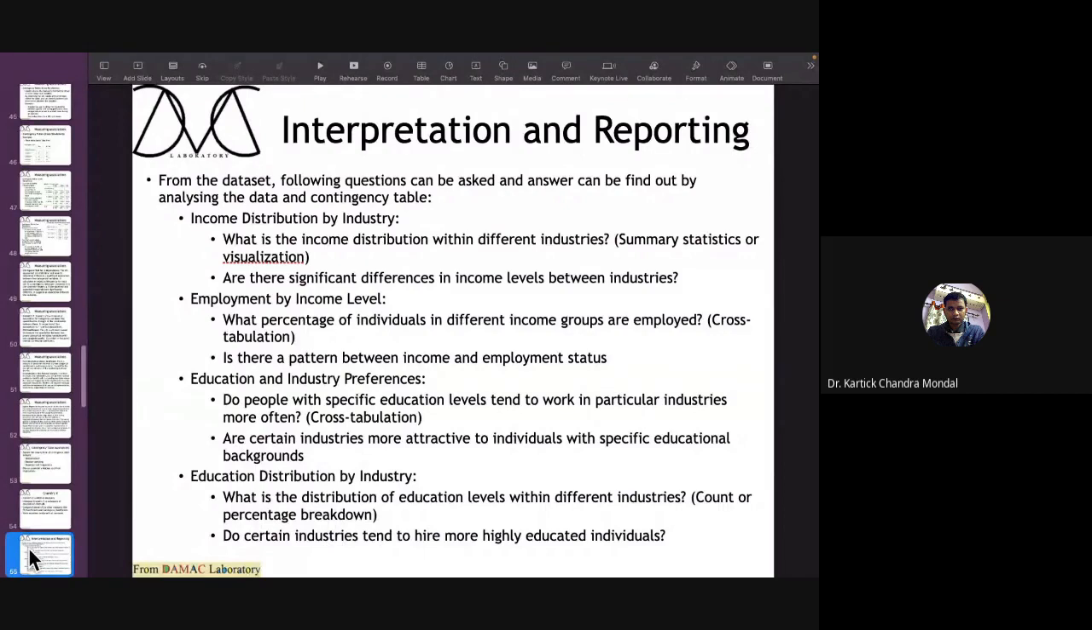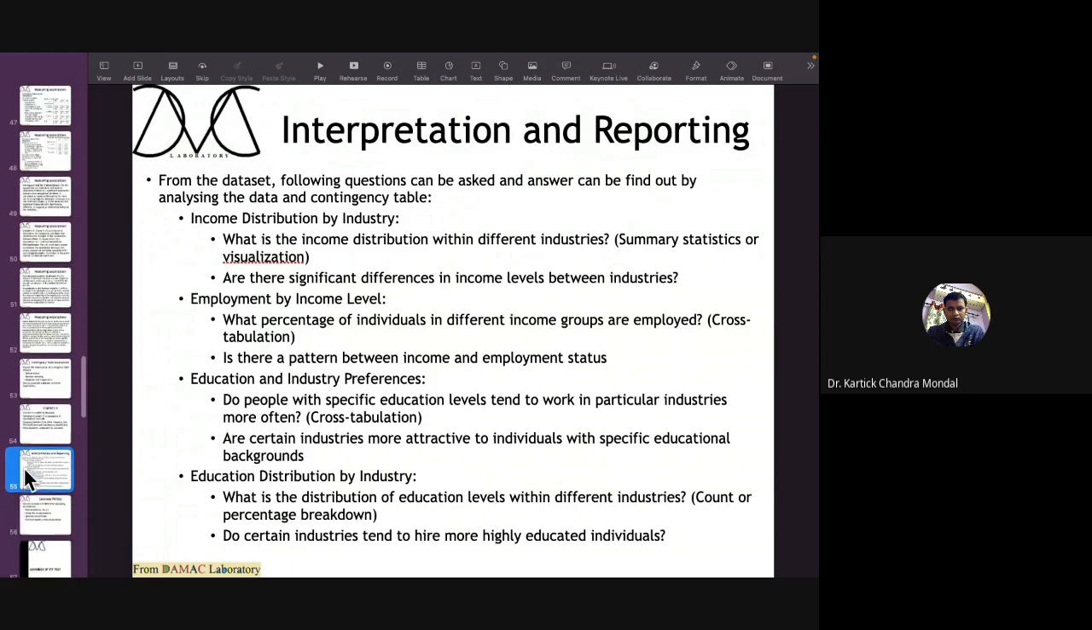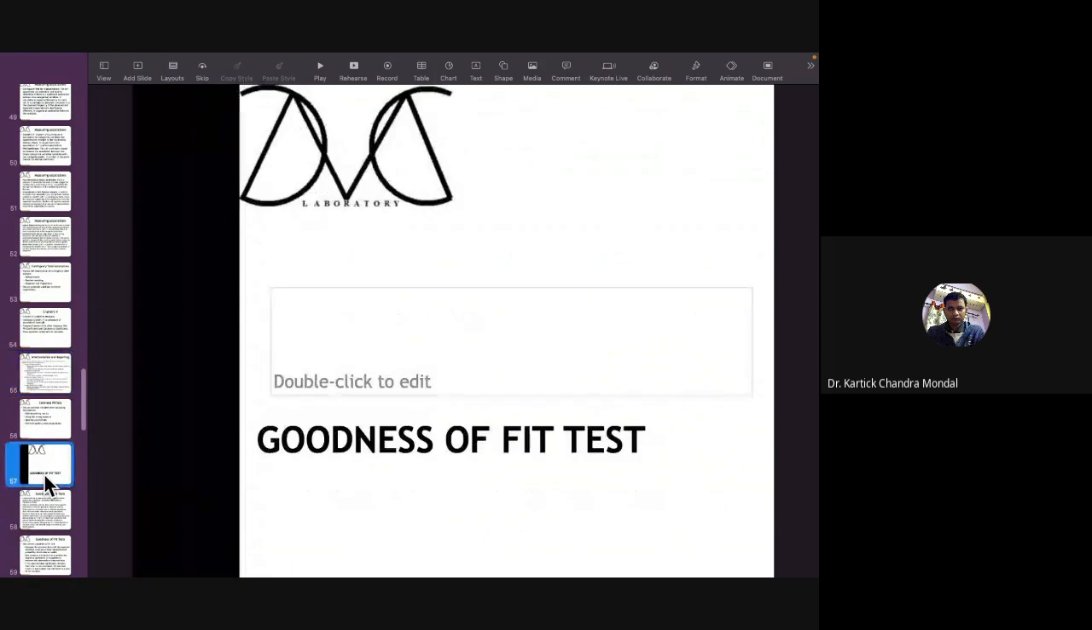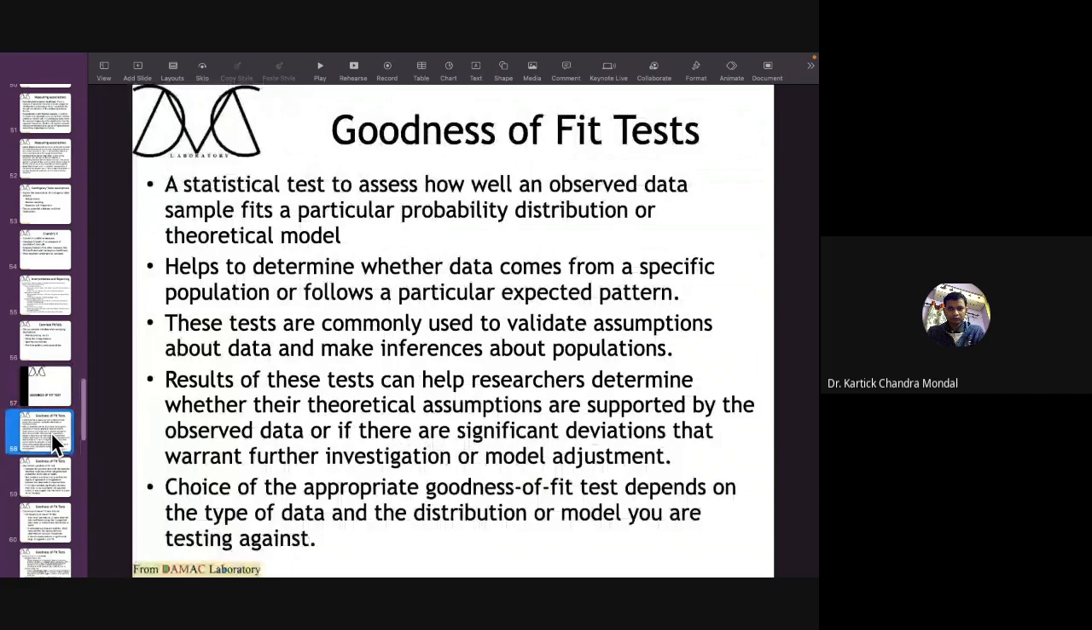Now, we will come to this example after a few minutes, with this interpretation, and then let's go with the goodness of fit test. The goodness of fit test is another statistical test which determines whether data comes from a specific population or follows a particular expected pattern. These tests are commonly used to validate assumptions about the data and make inferences about the population.